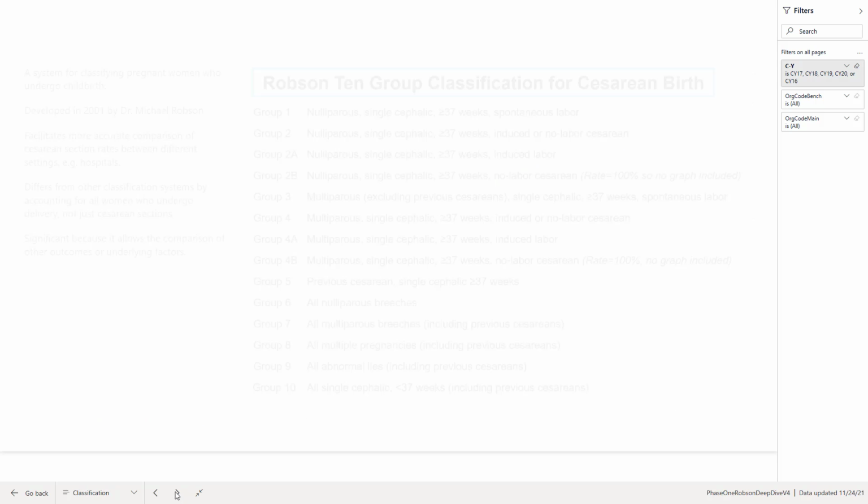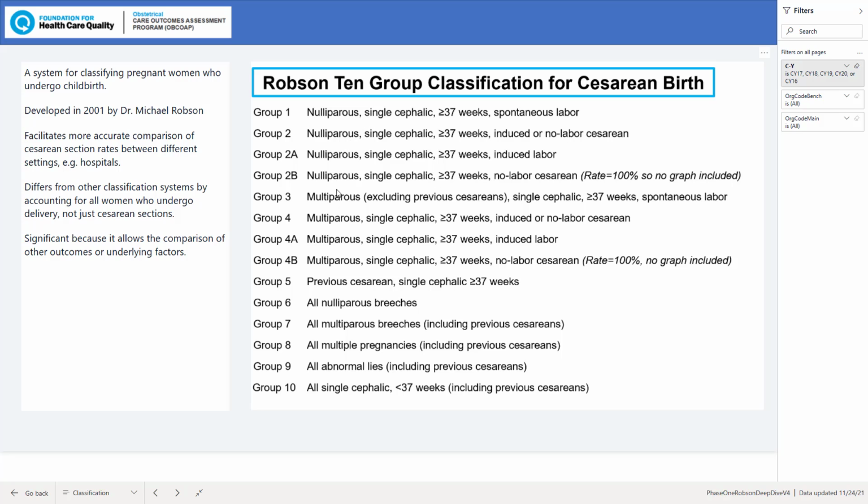And the classification page identifies the 10 groups, and note that groups 2 and 4 have subgroups based on labor type. But rather than go into further detail on this page, I want to jump into the tabular view. Before doing that, just a bit of background on the system.